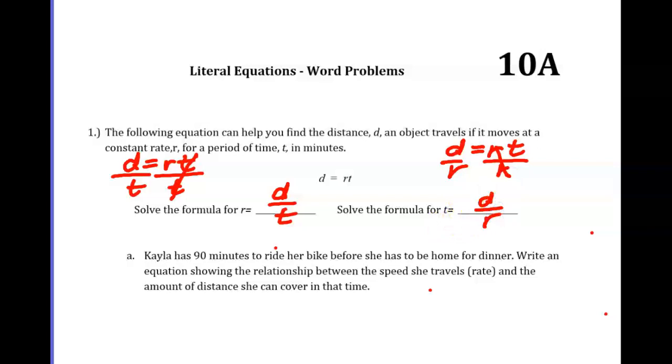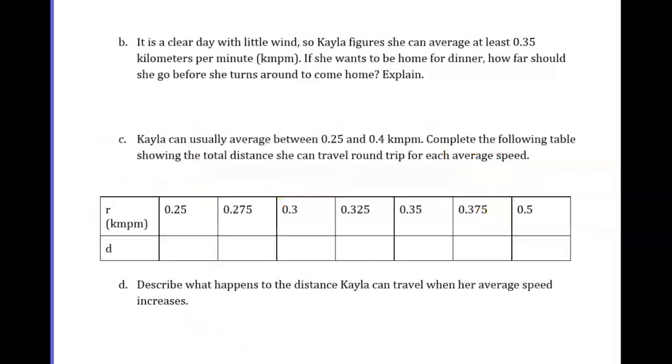All right, so the first part says Kayla has 90 minutes to ride her bike before she has to be home for dinner. Write an equation showing the relationship between the speed she travels, the rate, and the amount of distance she can cover in that time. Knowing the rate and the distance, we can say that the rate would be equal to the distance divided by 90.